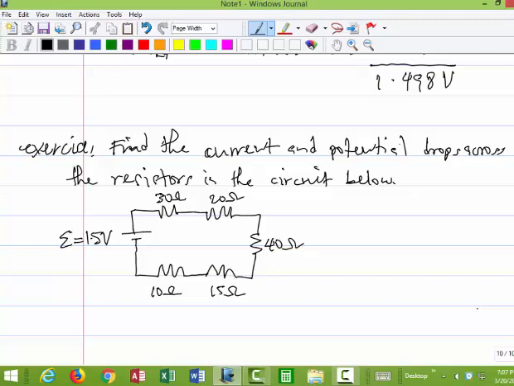Once you complete it, you'll be able to check that the sum of all potentials should be equal to 1.5. So if you are close to 1.5 volts, then you know you've done it right.